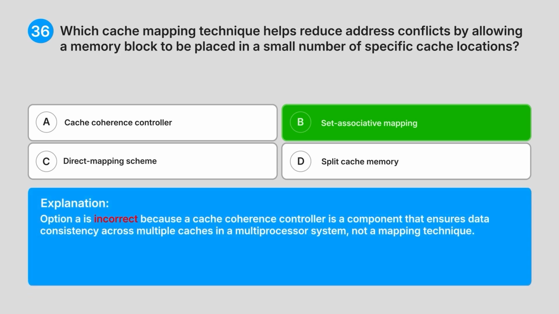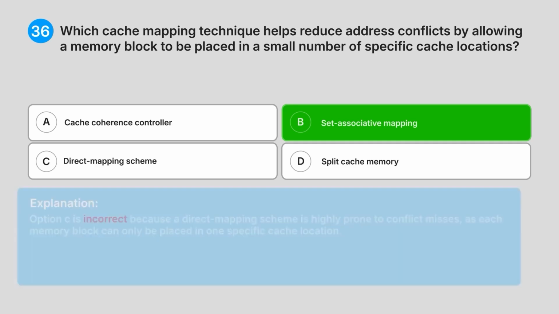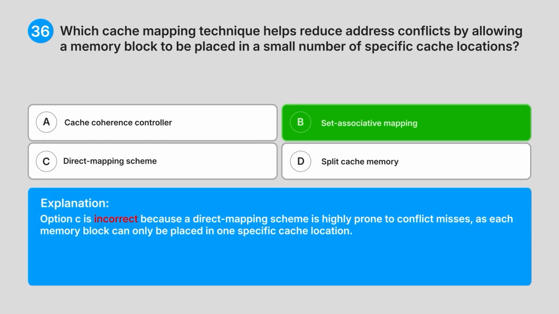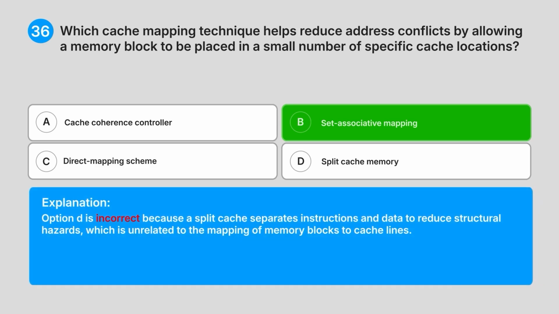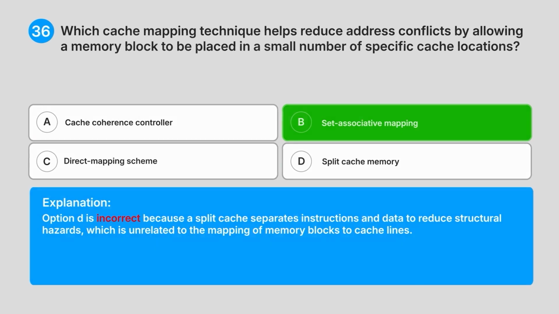Option A is incorrect because a cache coherence controller is a component that ensures data consistency across multiple caches in a multiprocessor system, not a mapping technique. Option C is incorrect because a direct mapping scheme is highly prone to conflict misses, as each memory block can only be placed in one specific cache location. Option D is incorrect because a split cache separates instructions and data to reduce structural hazards, which is unrelated to the mapping of memory blocks to cache lines.